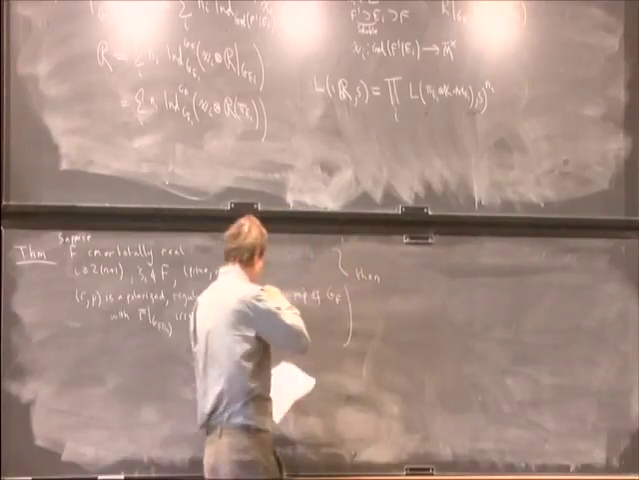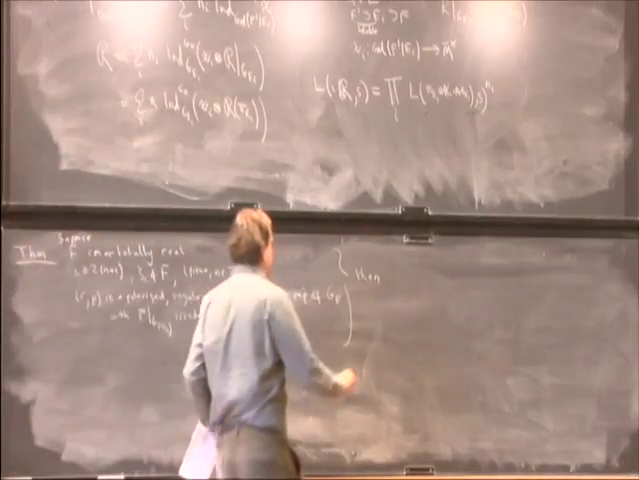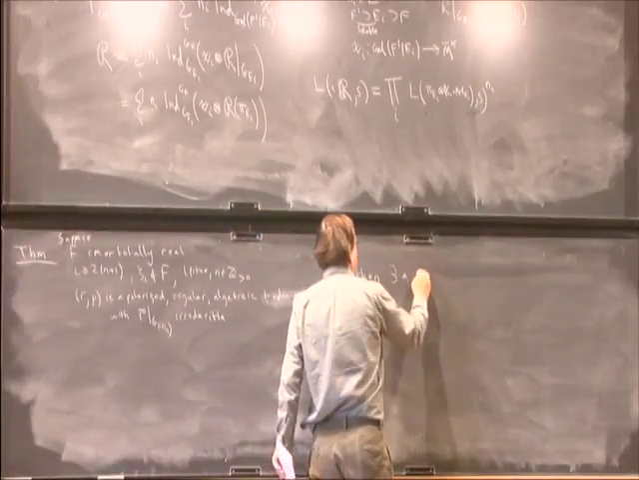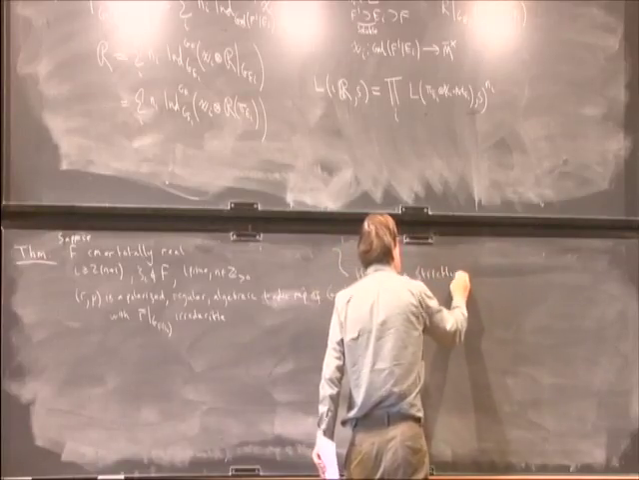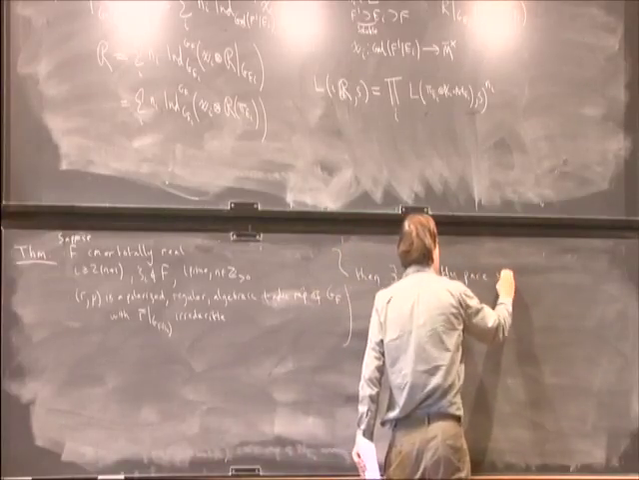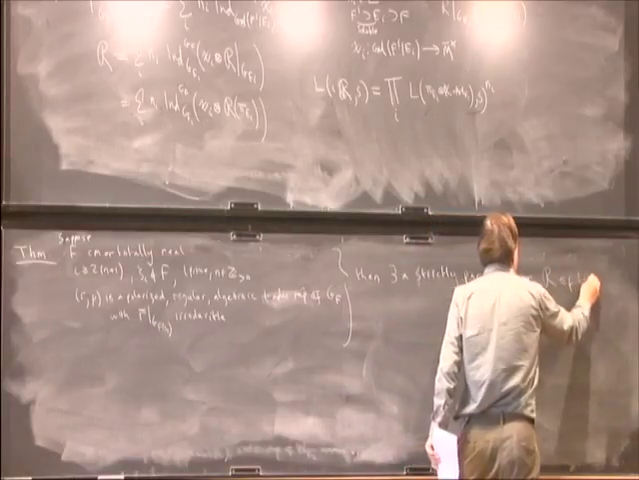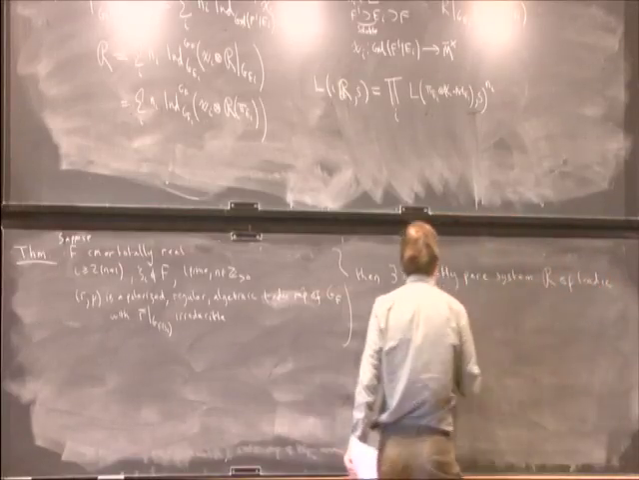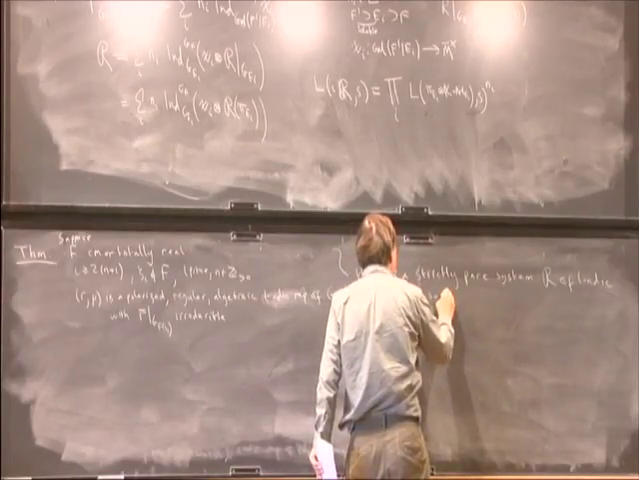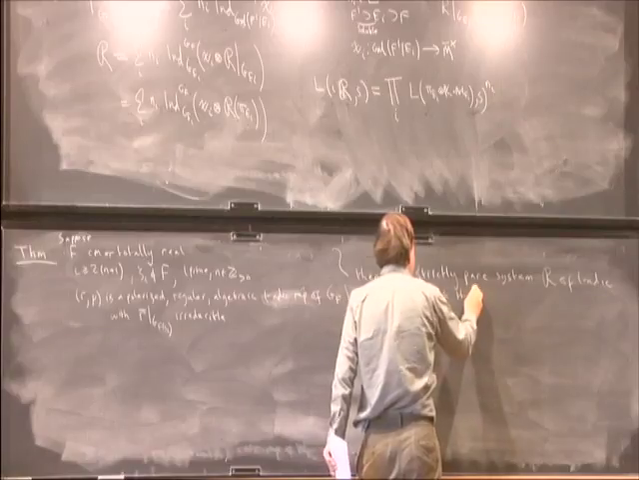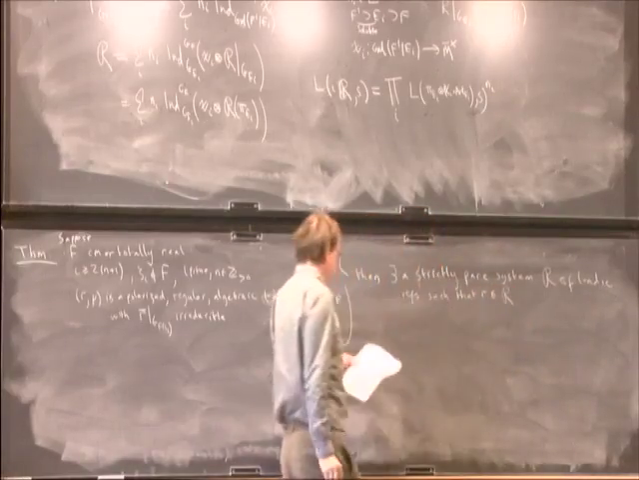and then the conclusion is that it is part of a strictly compatible system. So then there exists a strictly pure system R of L-adic representations such that r is a member of one of the elements of this system.